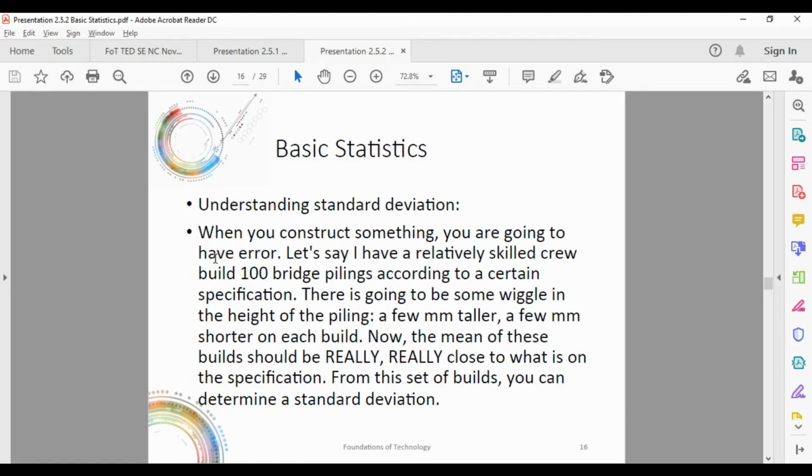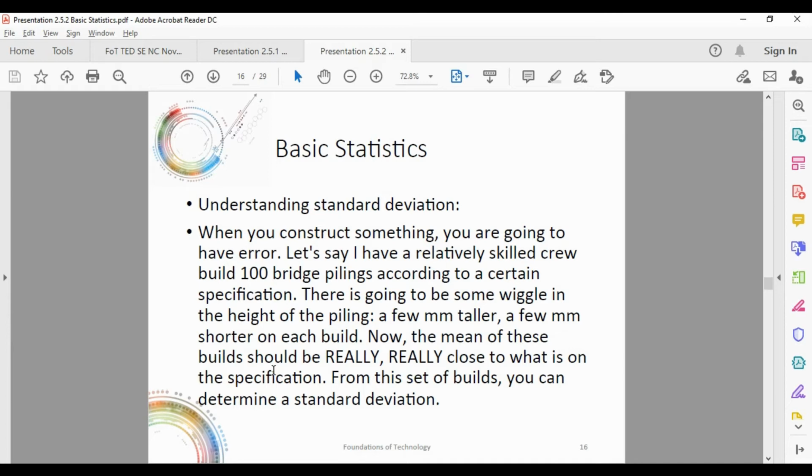Okay? Understanding the standard deviation. When you construct something, you're going to have error. It does not matter how hard you try. You're going to have some error. So, all right, let's say I have a relatively skilled crew. They build 100 bridge pilings according to certain specifications. There's going to be some wiggle in the height of the pilings. Some are going to be a little bit taller. Some are going to be a little bit shorter.